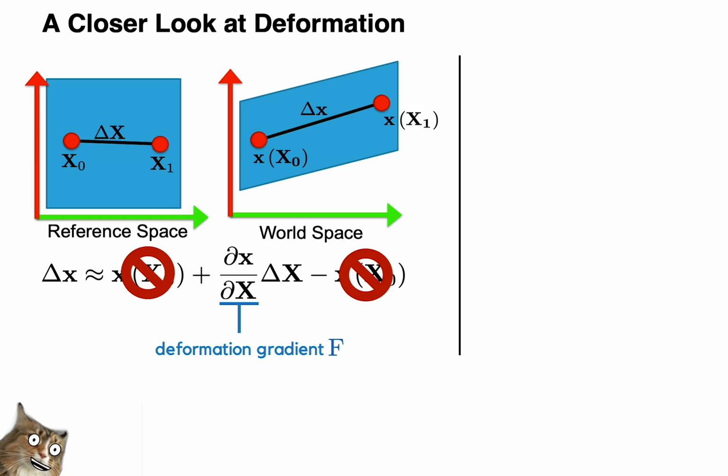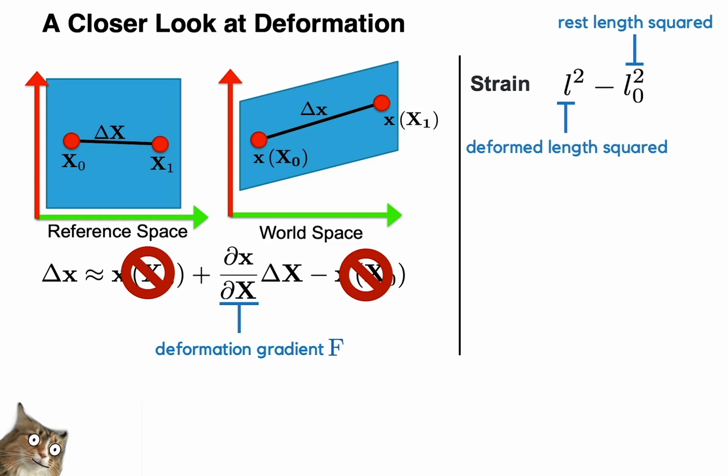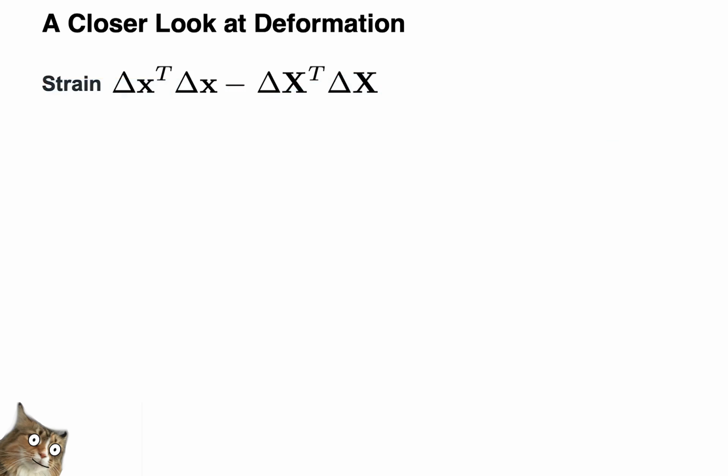The strain we use will be a little bit different from the mass spring strain. We're going to quantify strain as the difference between deformed and undeformed lengths squared. We can express these length terms in terms of our vectors delta x and delta capital X. Next, we use the fact that delta x is equal to the deformation gradient times delta capital X and factor.